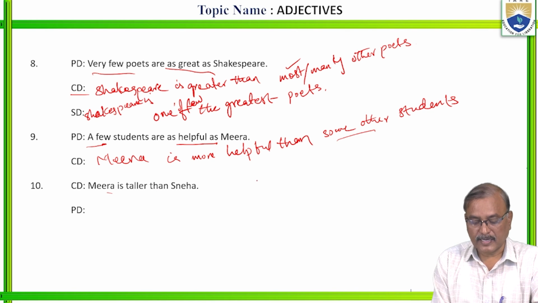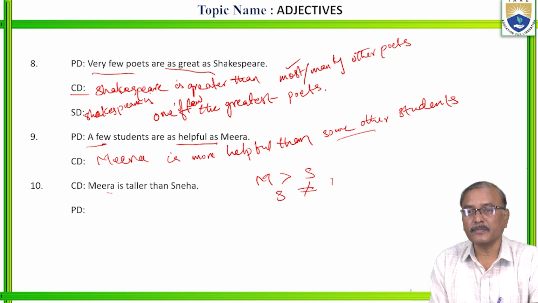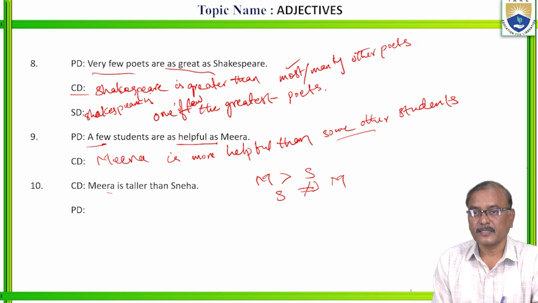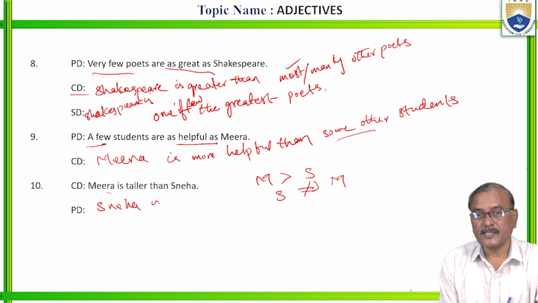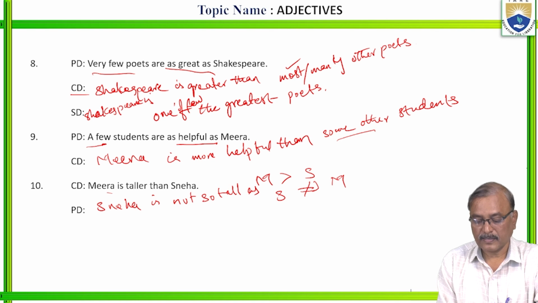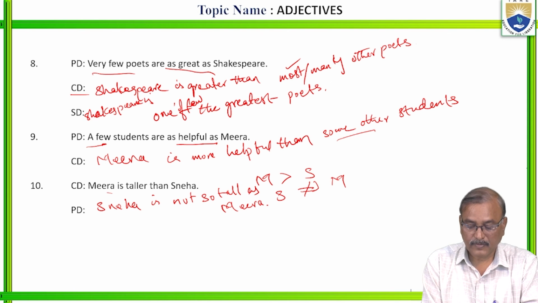Next, Meera is taller than Sneha. So, Sneha is not equal to Meera. Right? So, Sneha is not so tall as Meera. Okay?